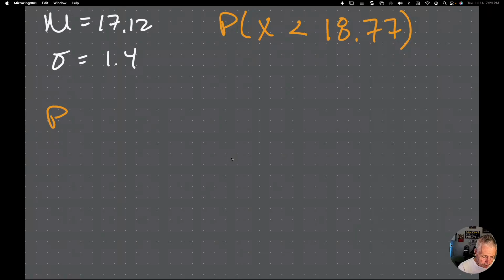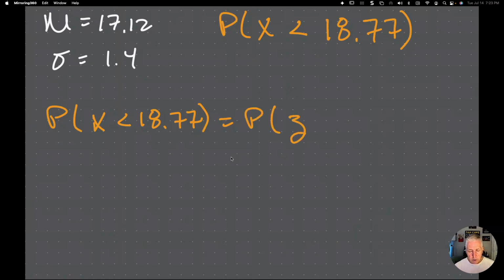Now what we need to do is find an equivalence here. In other words, we're going to go to probability that x is less than 18.77. We don't work with the data. We don't work with the x value in the sense of what we're doing. We convert this to an equivalent expression. The probability that the z-score will be less than some z-score that represents that 18.77 as a measure of position.